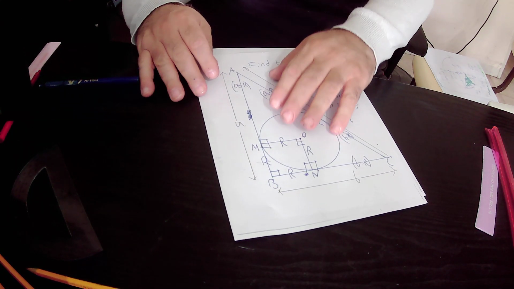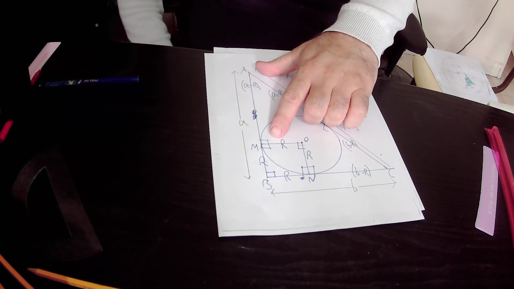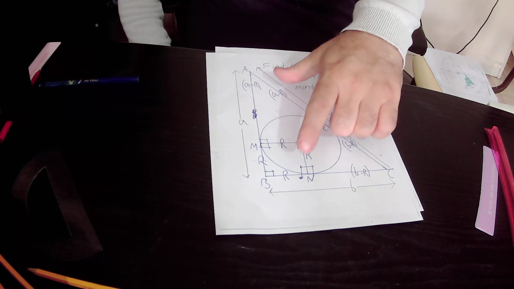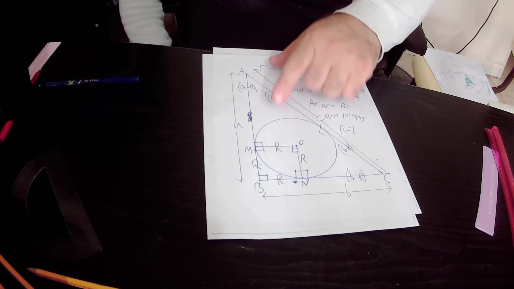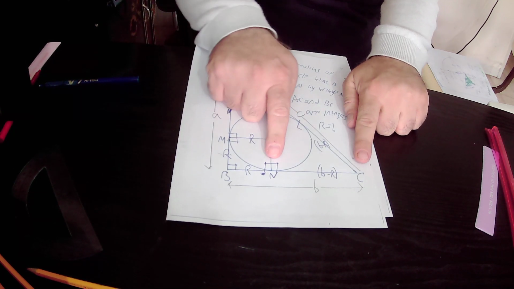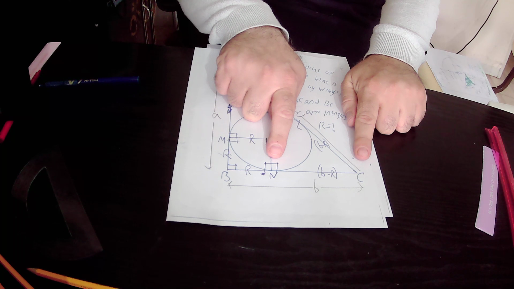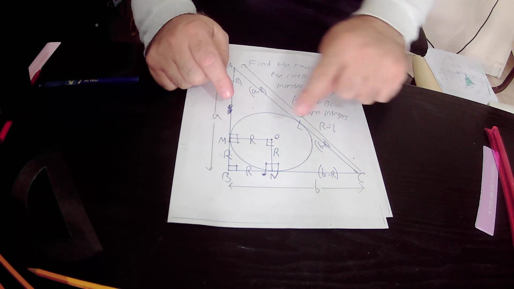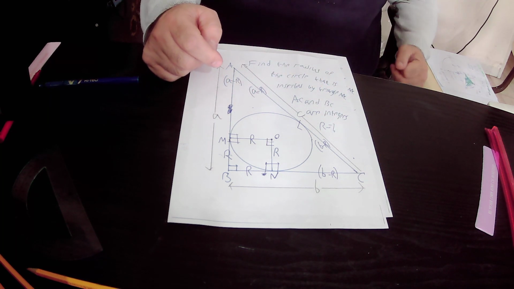Then we find the length of line segment AM. From the drawings, it is very easy to see that AM equals AB minus BM. AB is A and BM is R, so in conclusion, AM equals A minus R. Then we find the length of line segment NC. From the drawings, it's very easy to see that NC equals BC minus BN. BC is B, BN is R, so in conclusion, NC equals B minus R. So we found out that NC equals B minus R and AM equals A minus R.